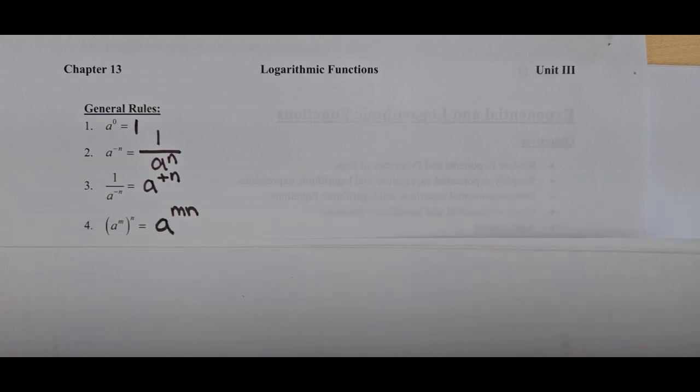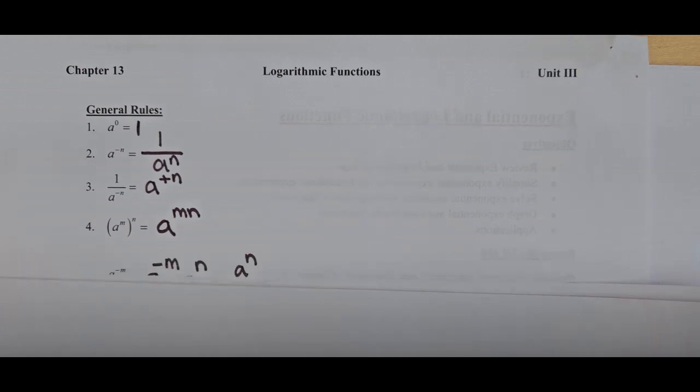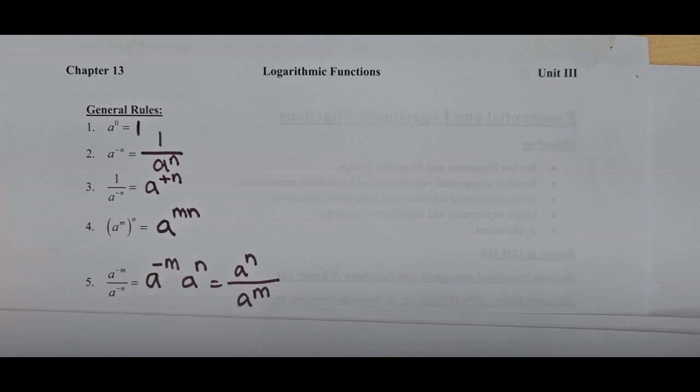The next one is a to the power m, raised to the power n. That means a to the power m is multiplied by itself n times. So here, that would be a to the power mn. Again, rule number 5 is indirectly derived from rule number 2. So here, I can bring this from the denominator to the numerator, and I can do the same thing from numerator to denominator and turn it to a positive exponent.